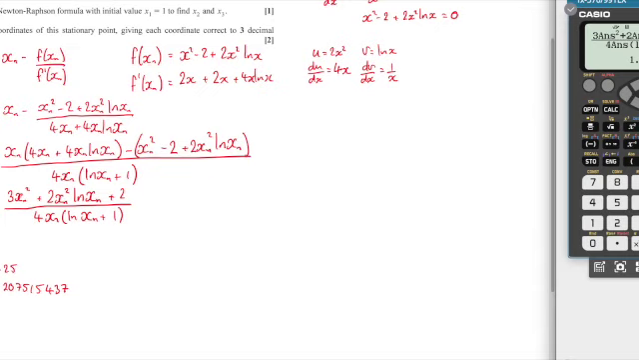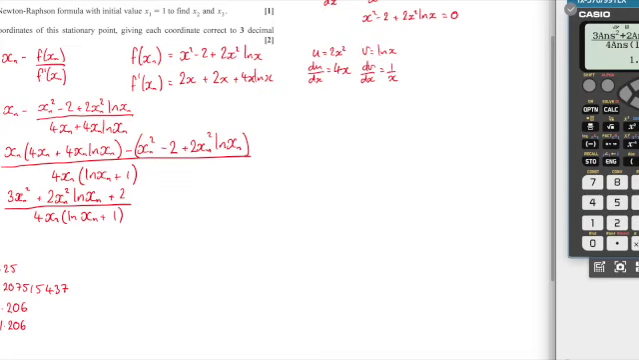It doesn't ask me to do x4, but it does ask me to find the values of the stationary point, giving each coordinate correct to 3 decimal places. So I'm going to continue doing this until I find an answer that matches to 3 decimal places. So x4 is 1.206, and then x5 is also 1.206. That matches to 3 decimal places.